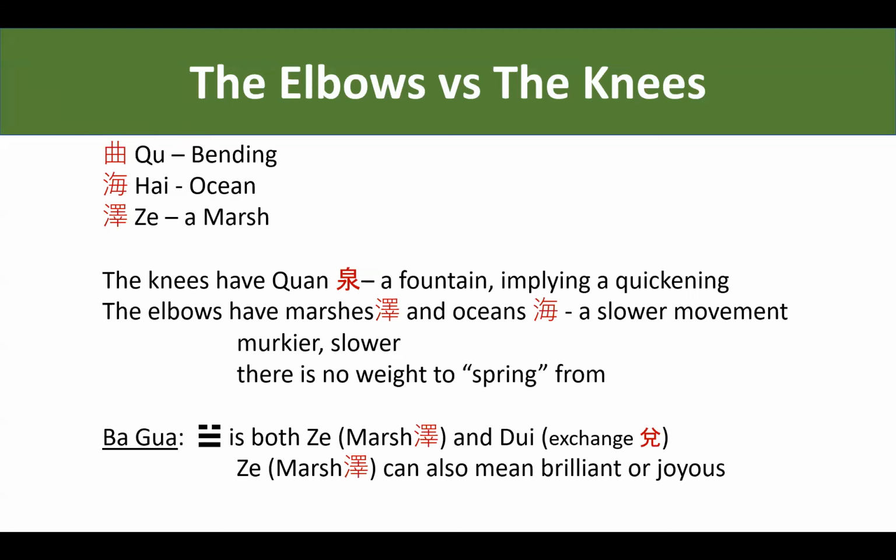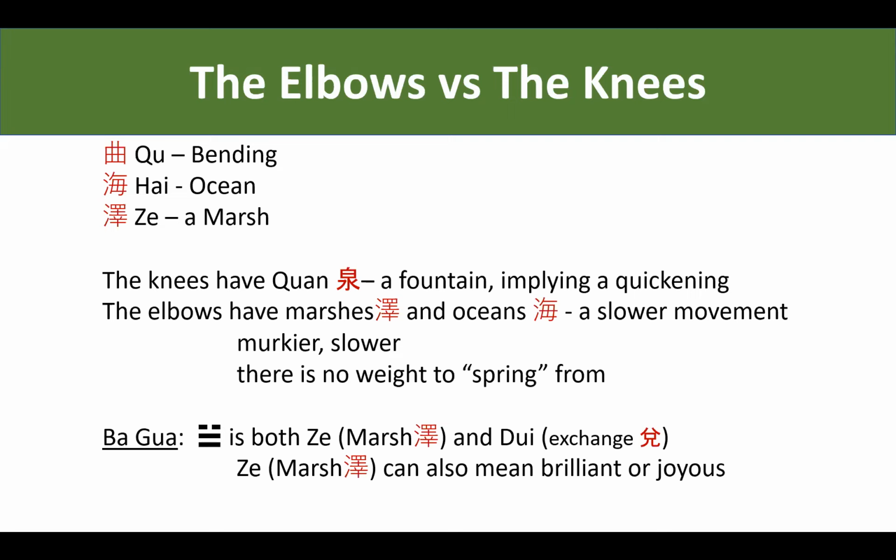Okay, so in the knees, we have something that quickens things up, that generates and makes it go faster. In the elbows, we have the opposite. You have something that slows things down, that doesn't push it up and narrows it. It makes it wider, like the ocean, where all the water goes to. Okay, the marsh character can actually mean something that gets exchanged. And it can also mean joyous.